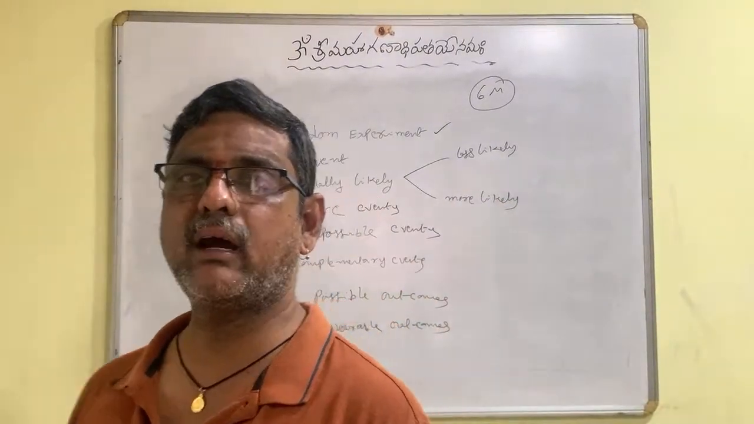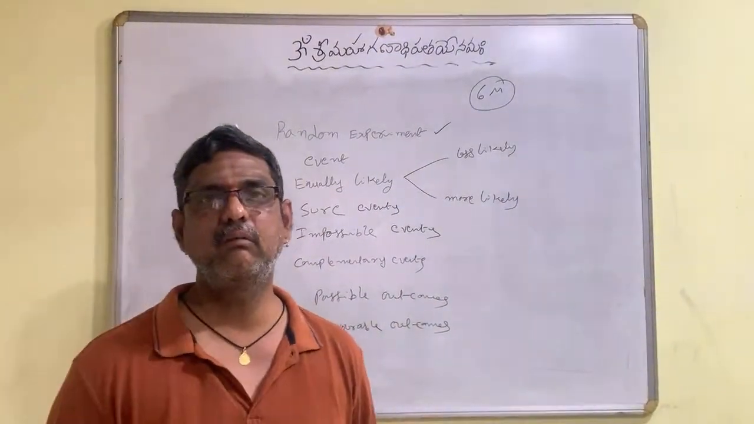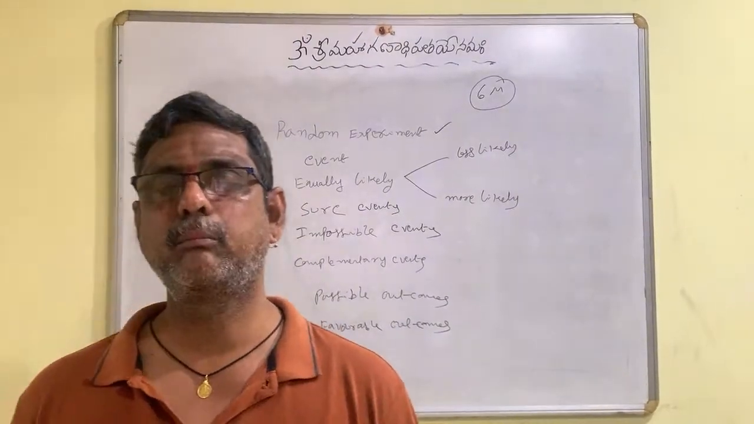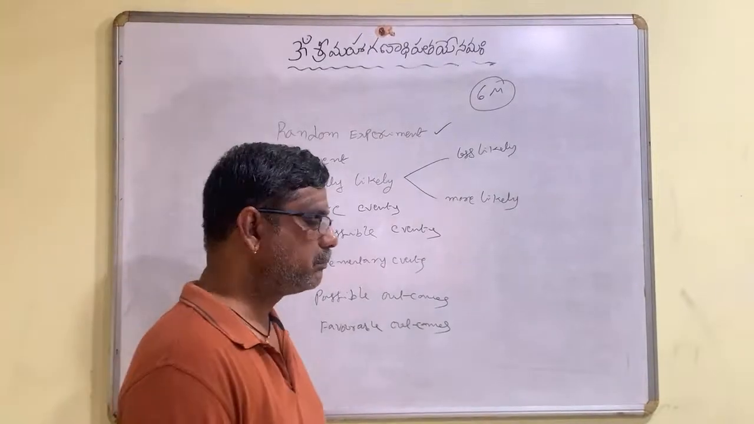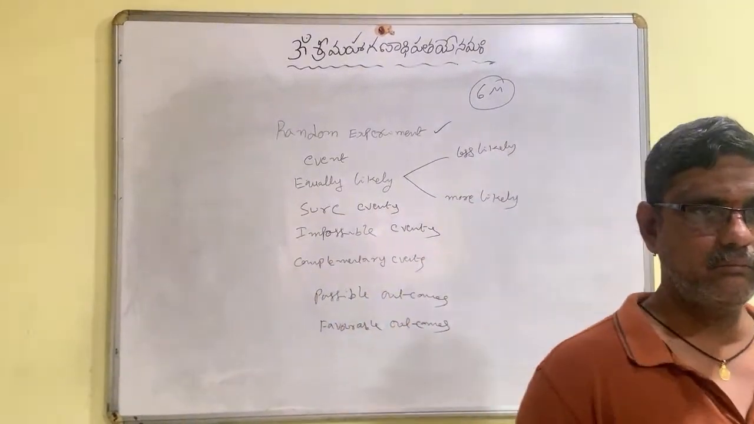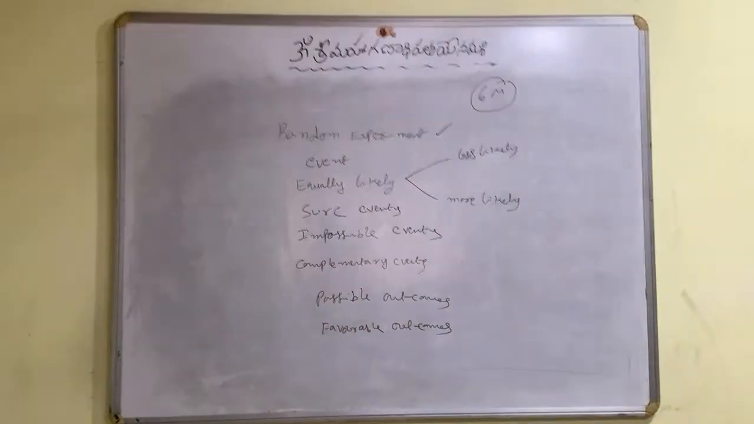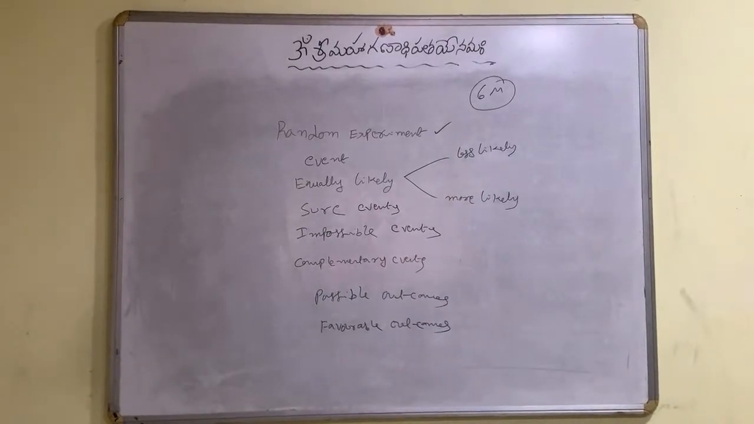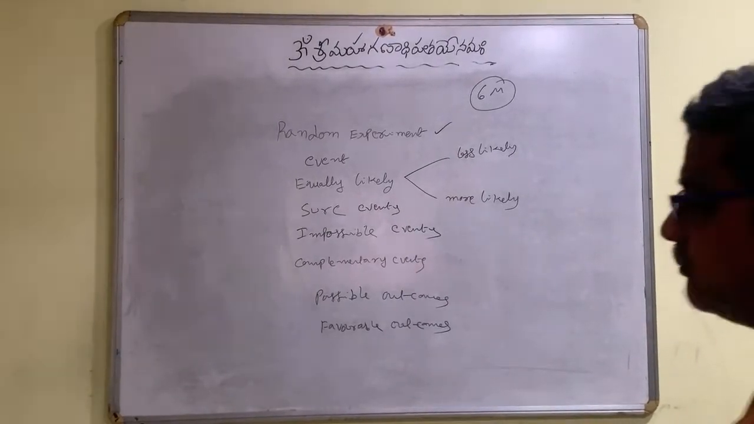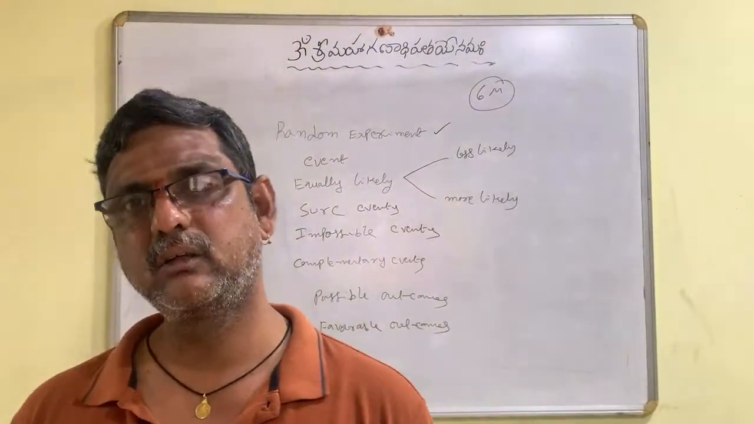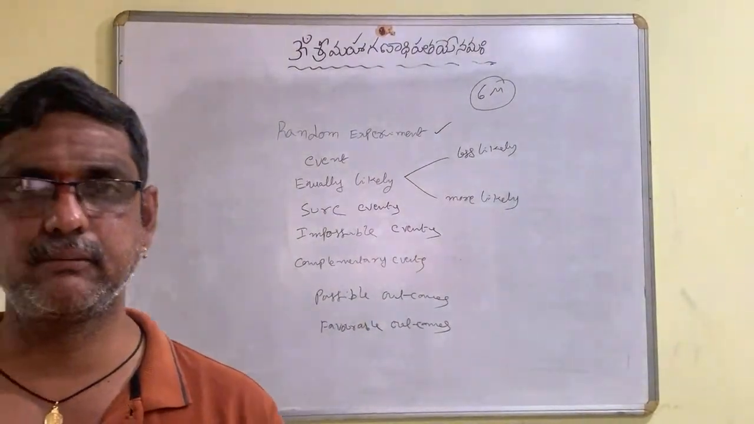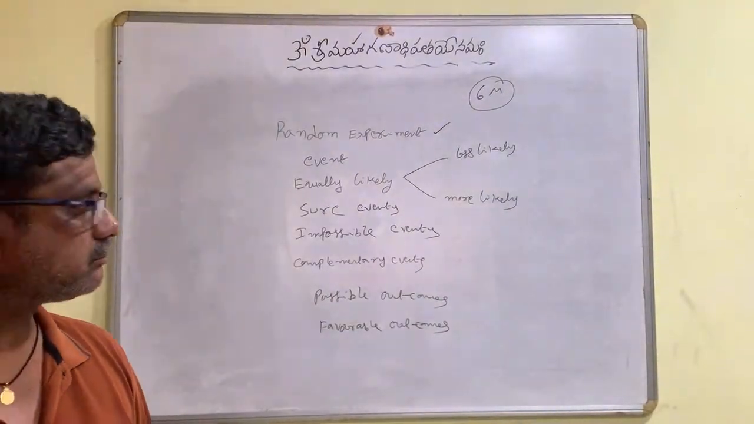When a coin is tossed, probability of getting head, 1 by 2. Probability of getting tail, 1 by 2. What is their sum? 1. So they are called complementary events. Okay?